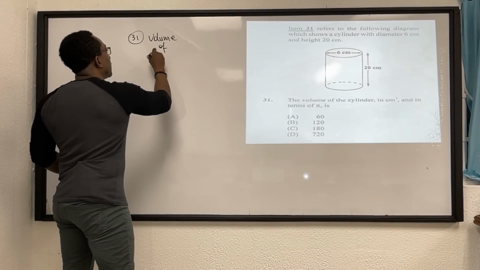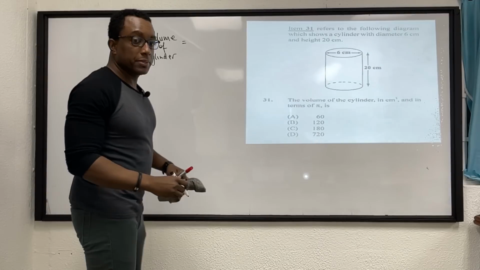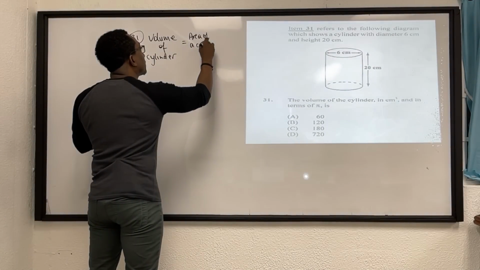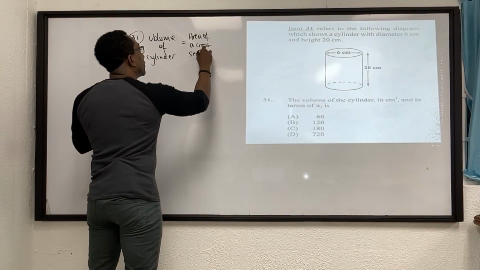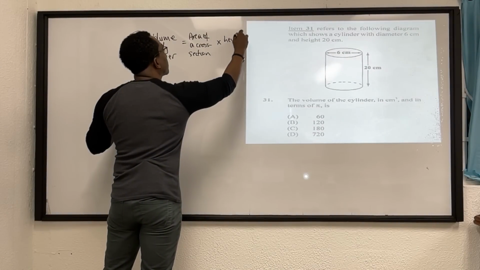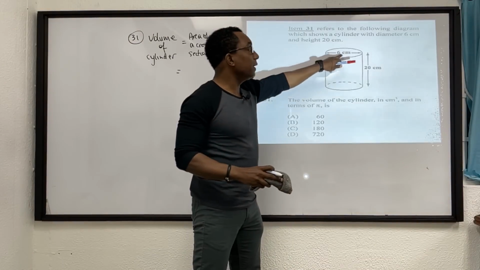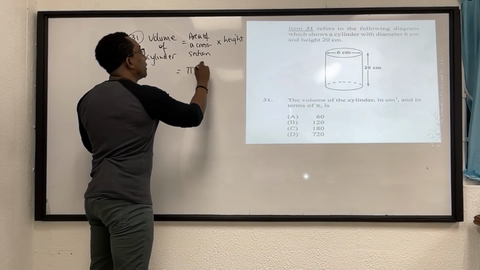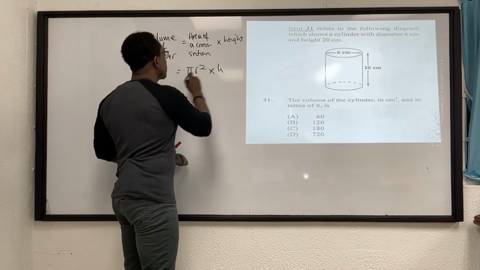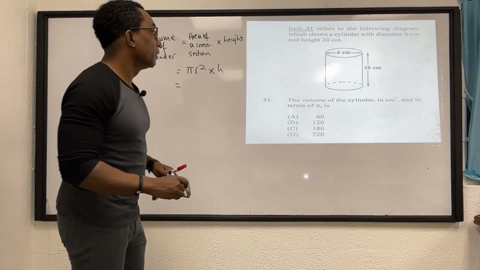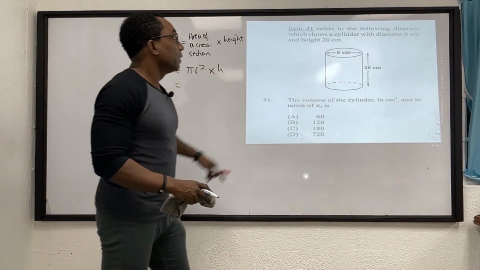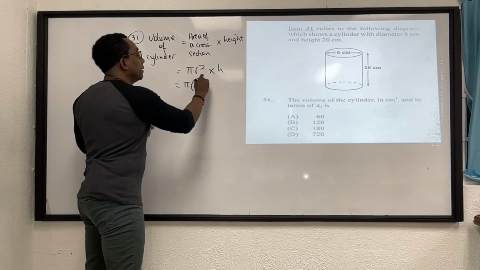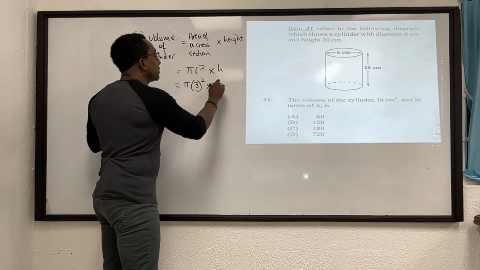of a cylinder, because it is a prism, the general formula is area of cross section multiplied by height. The cross section will be the end, which is a circle, and the area of a circle is pi r squared, multiplied by the height. So that's the formula for the volume of the cylinder. So let's put in the relevant information. If this is the diameter, 6 centimeters, the radius will be half that, so it's going to be pi times 3 squared multiplied by the height, which is 20.